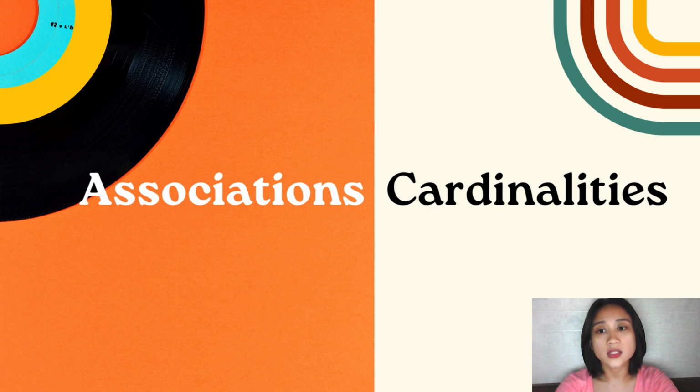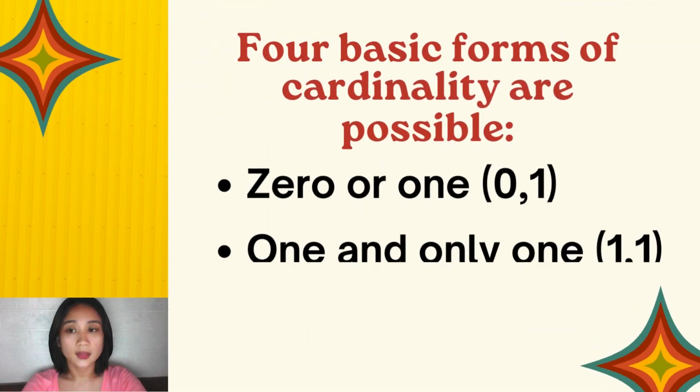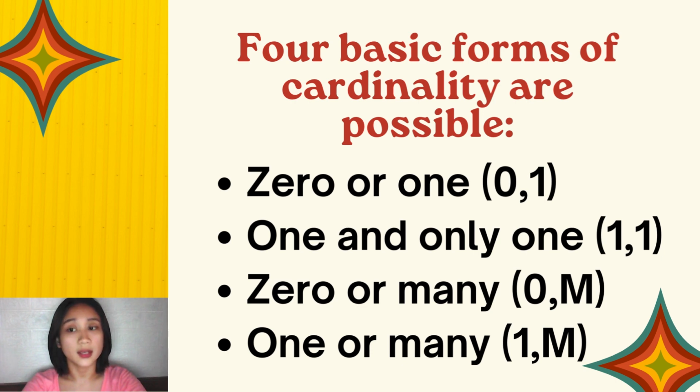Let's first discuss the concept of association and cardinalities. When we say association, it is the nature of the relationship between two entities, as the dotted line connecting them represents. While when we say cardinality, it is the degree of association between the entities. It describes the number of possible occurrences in one entity that are associated with a single occurrence in a related entity. These are the four basic forms of cardinality: zero or one, and only one, zero or many, and one or many.